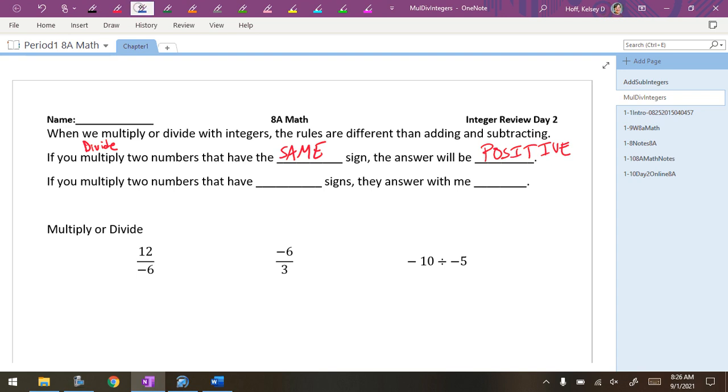On the flip side, if you multiply or divide two numbers that have opposite or different signs, the answer, what did I type here? The answer will be negative.